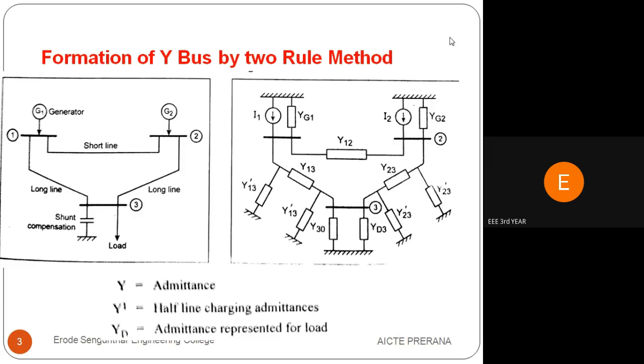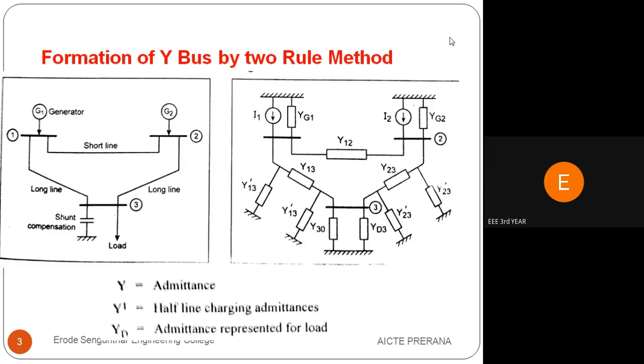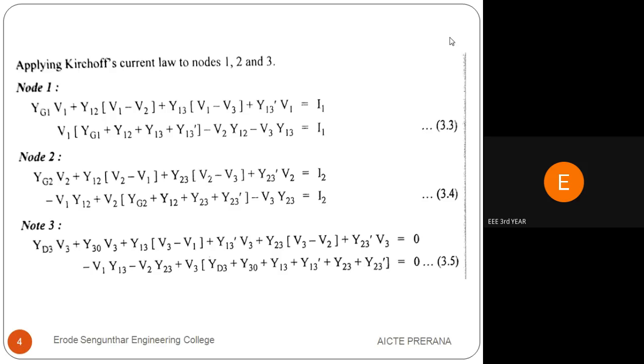Then check what other buses are connected with node 1. Here a line is connected between buses 1 and 3. So again we can write Y13 into (V1 minus V3), that is the voltage in the first bus minus the voltage in the third bus. Another thing is the line charging admittance. It is also connected with bus 1, so we have to consider it too. That is Y13 dash into V1.